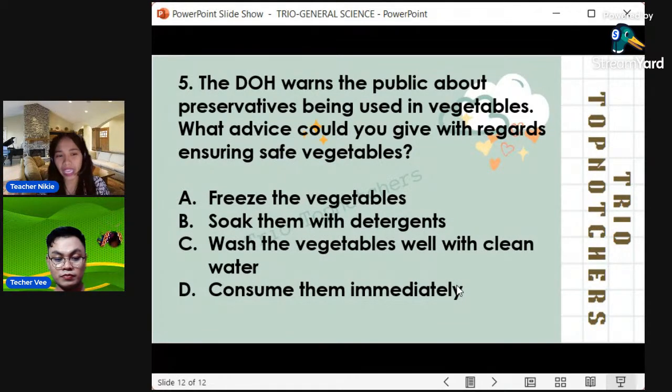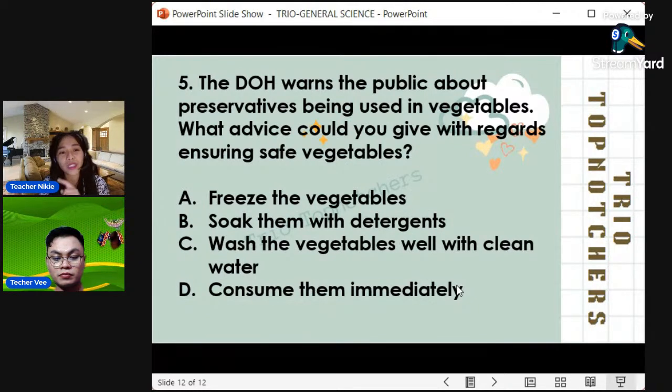Now the DOH warns the public about preservatives being used in vegetables. Okay? So what advice could you give with regards ensuring safe vegetables? Okay. So ano ba yung pinakatamang sagot dito or the best answer? Okay? Ayan. So, yan po yung kailangan nating hanapin, no? Yung best na answer. Ito po yung kailangan yung malaman, no, sa board exam, no? Kasi lahat naman pwedeng maging sagot. Kaya lang yung hahanapin yung kung ano yung best answer.